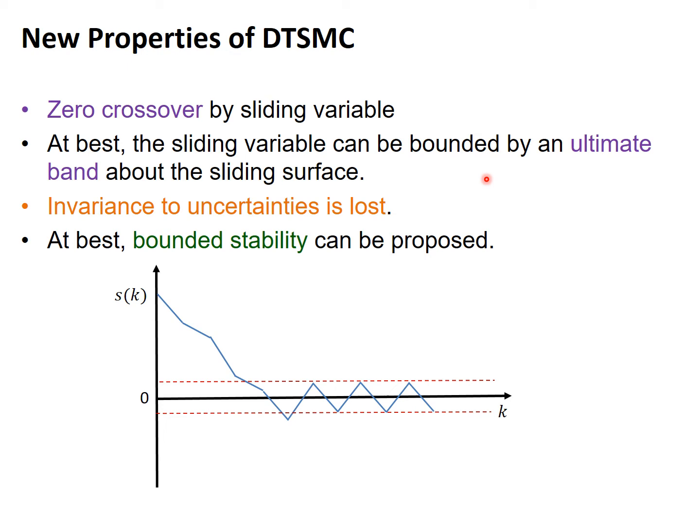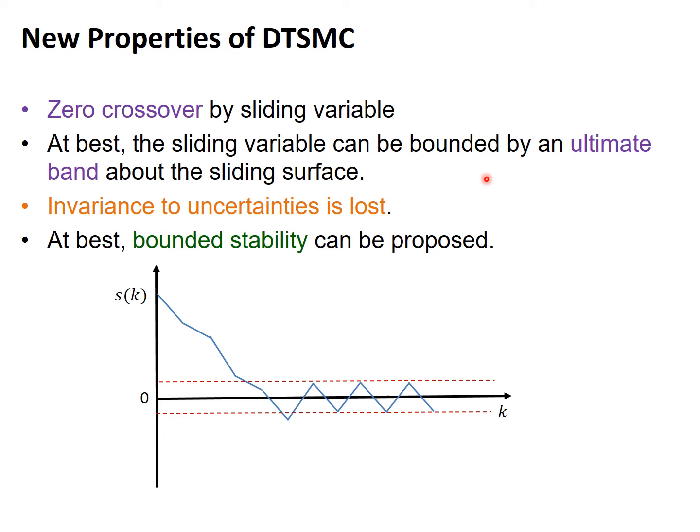In discrete time sliding mode control research, you will see a lot of research is interested only in proposing certain reaching laws which keep on reducing the ultimate band. That is one of the objectives of research in discrete time sliding mode control.